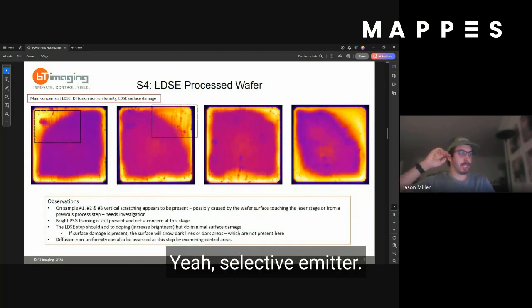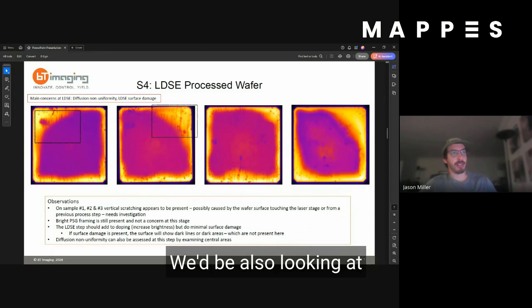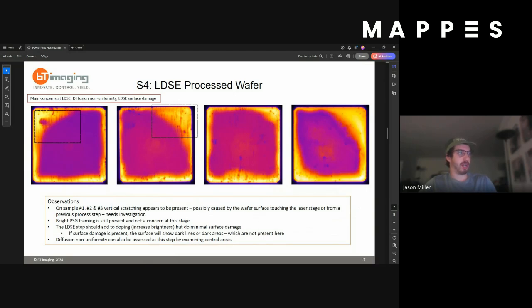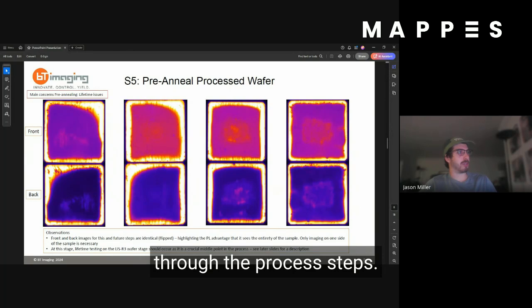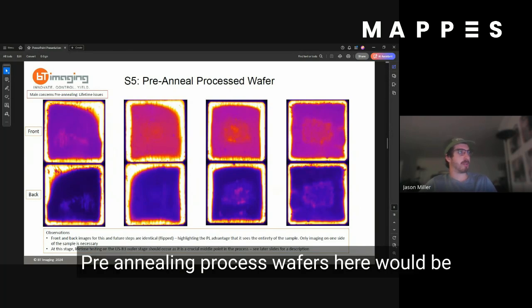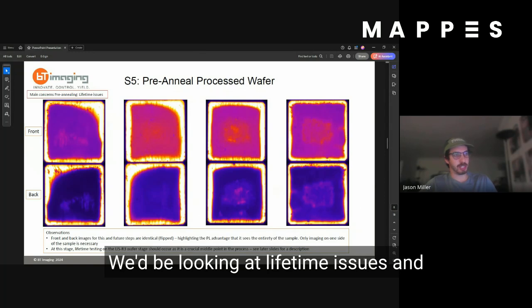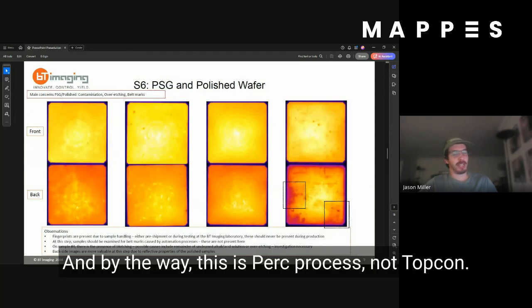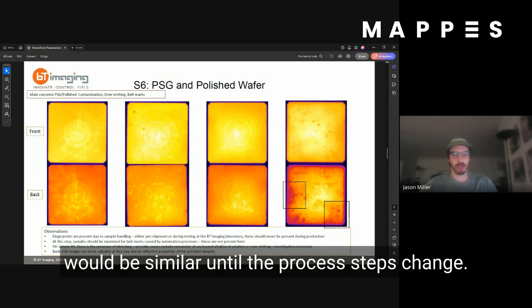Moving on, selective emitter, again, we'd be looking at diffusion non-uniformity. We'd be also looking at selective emitter surface damage, scratching on the samples. And then, moving on quickly through the process steps, pre-annealing process wafers. Here we'd be testing lifetime with our QSSPC function. We'd be looking at lifetime issues and probably building a catalog for lifetime here. And by the way, this is a PERC process, not TOPCon, but the kind of things we'd be looking at would be similar until the process steps change.